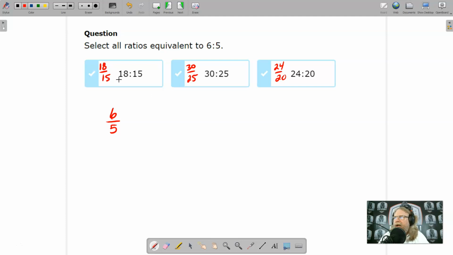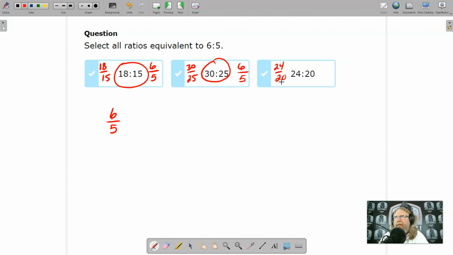18 and 15 both share a common factor of 3, don't they? 18 divided by 3, 6. 15 divided by 3, 5. 6/5. They match. 30 and 25, common factor of 5. 30 divided by 5, 6. 25 divided by 5, 5. 6/5, 6/5. We have a match.